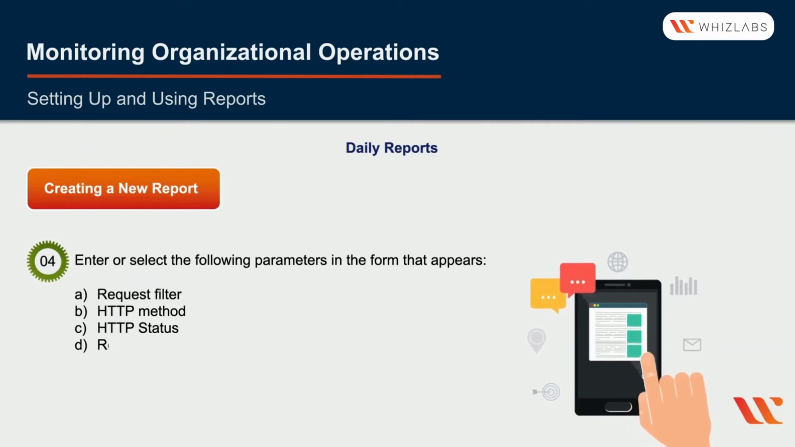Then we have the report name, a human readable name for the report. When no name is specified for this optional field, Trace will create a name based on the specified request filter and the time at which the report was created.